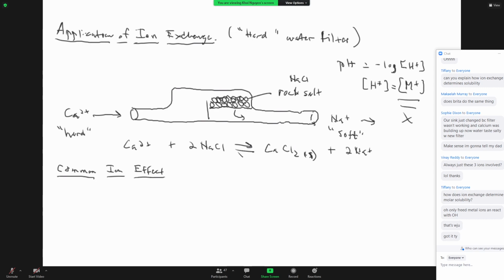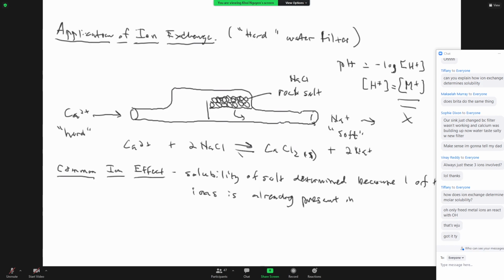Okay, last thing we need to know is common ion effect. So this basically states that the solubility of a salt is decreased because one of the ions is already present in solution. Okay.